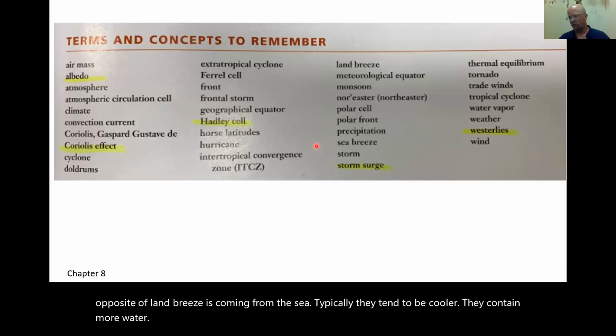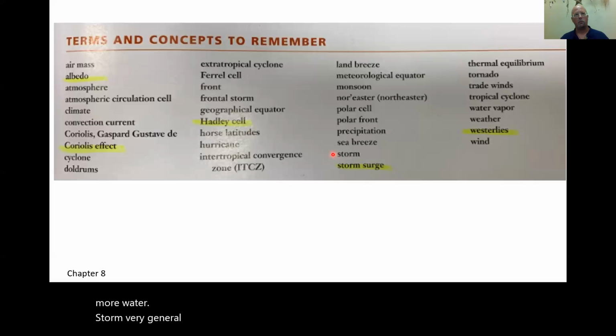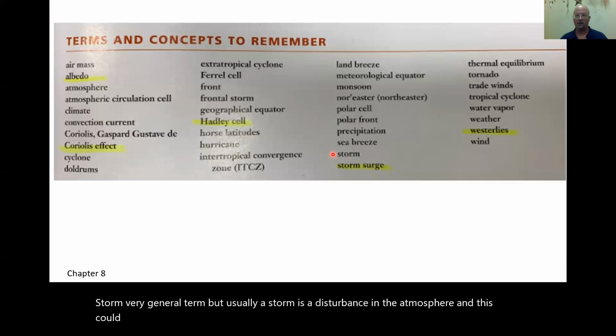Storm, a very general term, but usually a storm is a disturbance in the atmosphere. And this could be a variety of different things. It could be a thunderstorm, it could be a hurricane as an example, it could be a cyclone. There are lots of examples of storms.